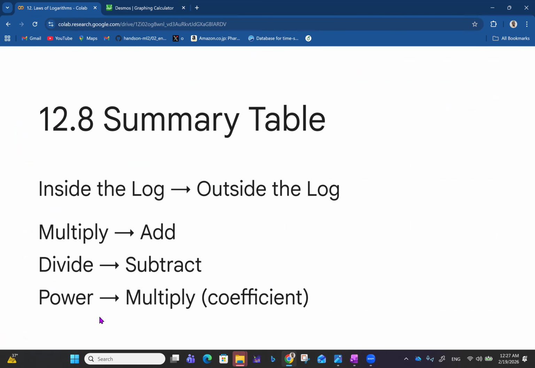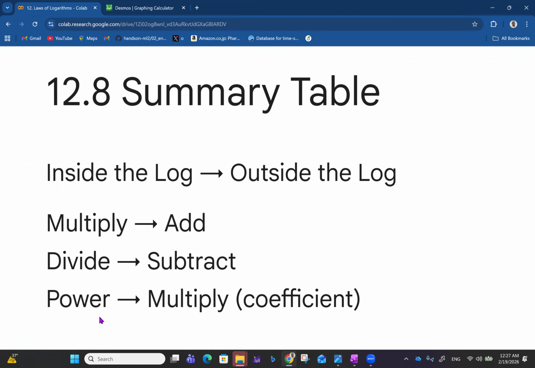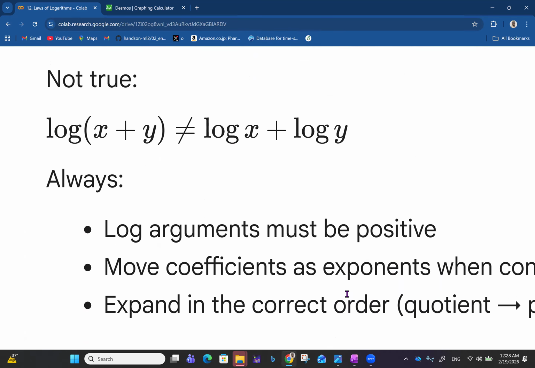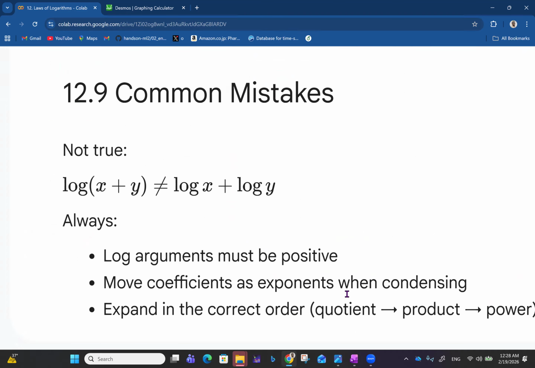So in summary, this law tells us that if something is happening inside the log, what does it translate to outside of the log? Multiplication inside the log means addition outside the log when you split things up. Division inside the log amounts to subtraction outside it. Power inside the log amounts to multiplication, that's coefficient multiplication outside the log.